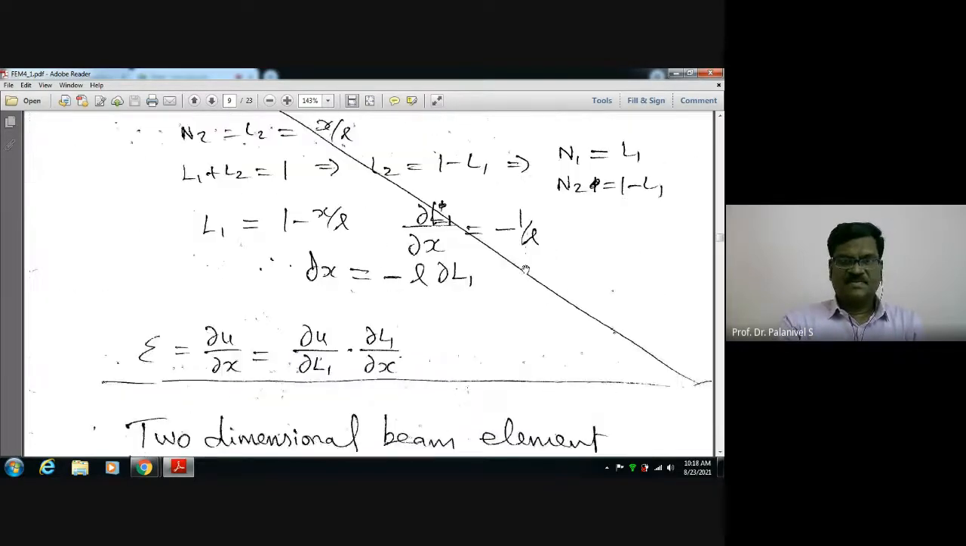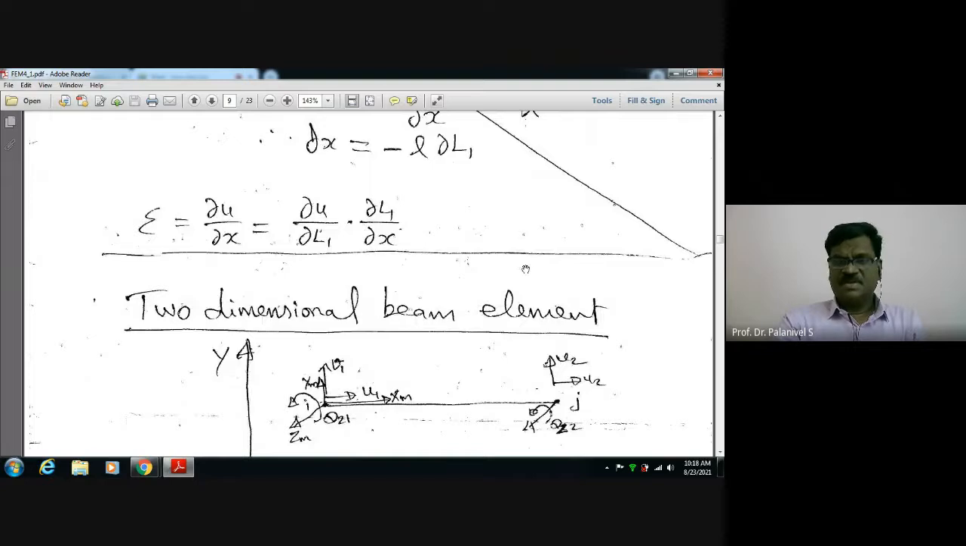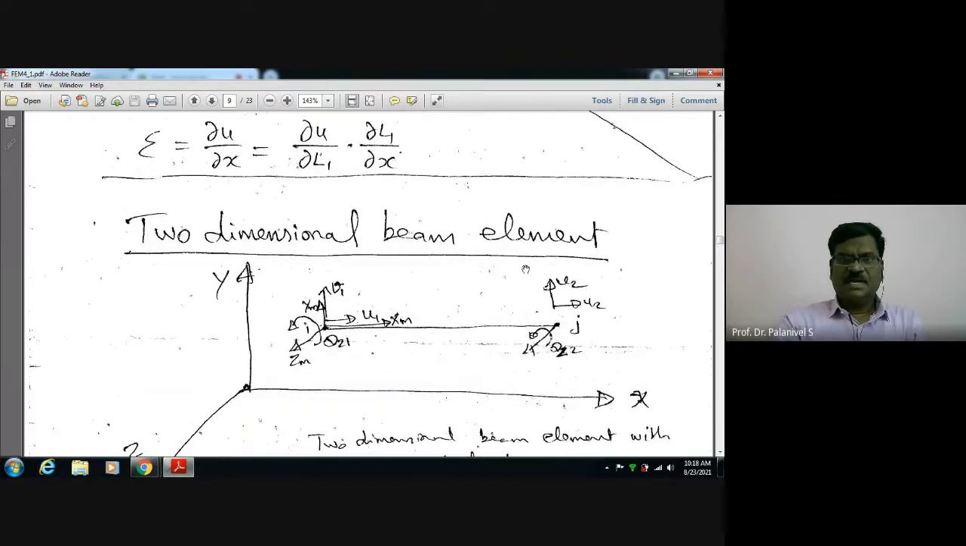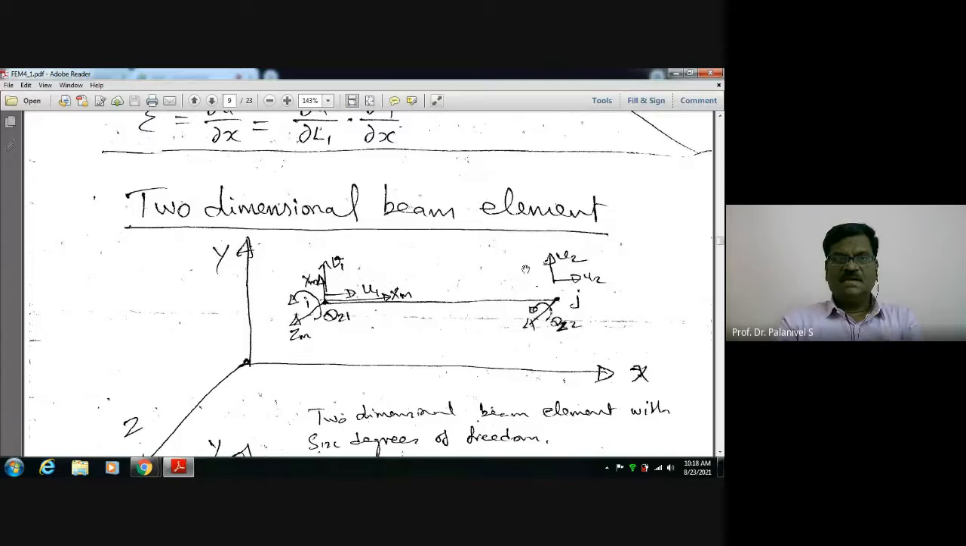Next we will go for the two-dimensional beam element. I will just discuss here, in the two-dimensional beam element, how to develop shape functions. How to derive the stiffness matrix, we will see in the next class. If time permits, we will see it now. Otherwise, I will continue. Now let me finish the shape function.